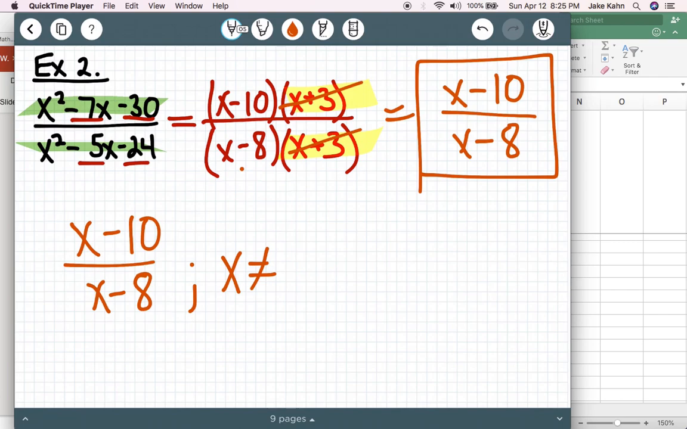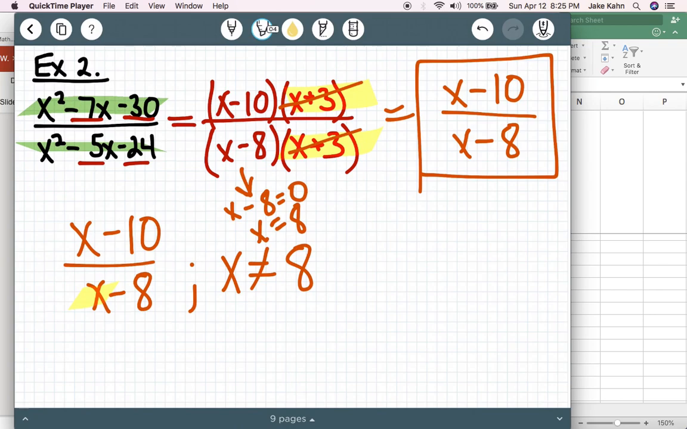So for instance, right here, if we had an x value that set that equal to 0, it would not be okay. That x value would be 8. So x cannot be equal to 8. You can see that pretty clearly right here, right? If we plugged in 8, the bottom would be 0.